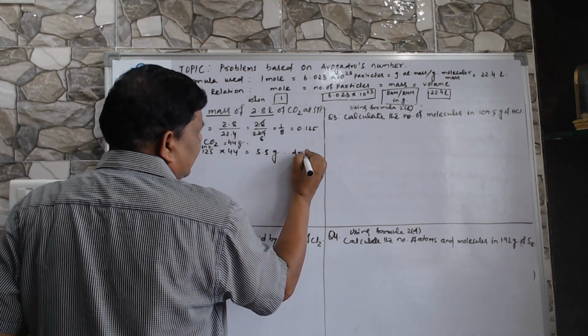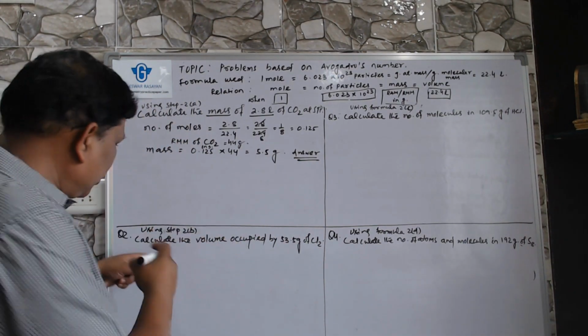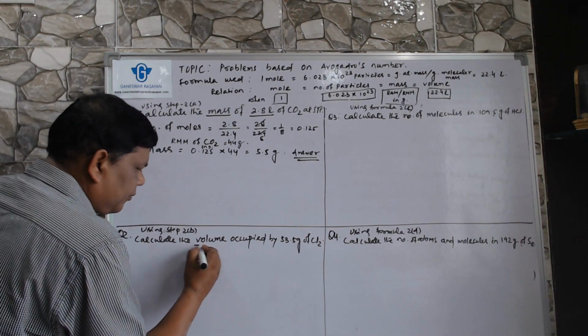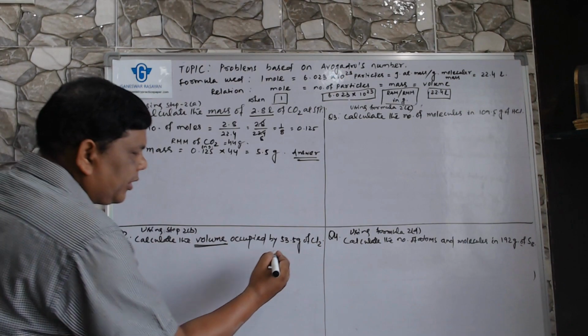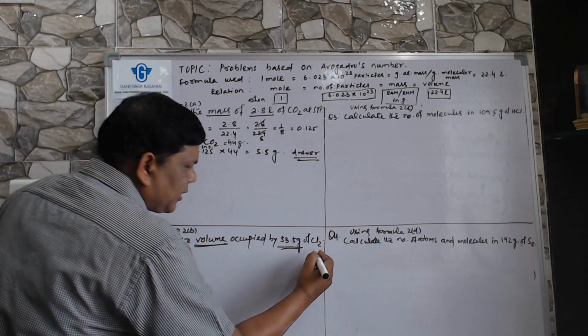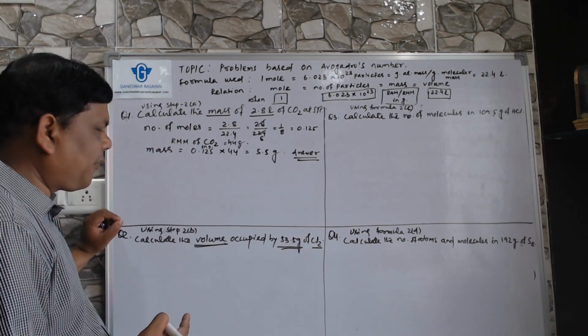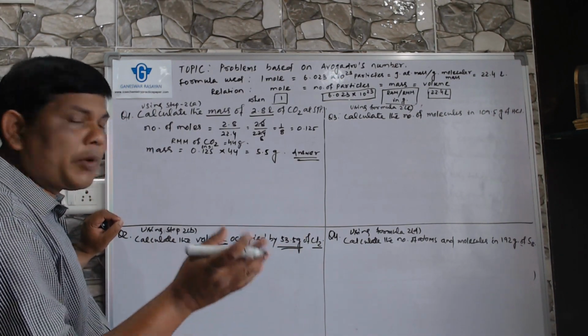So this is the answer. Coming to question number 2, calculate the volume. Given quantity is 53.5 gram. Substance is Cl2. Atomic mass of chlorine is 35.5. See, all atomic masses will be given in the question. Need not be worried about that.